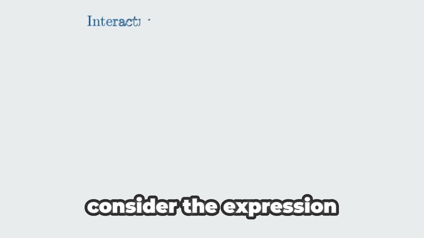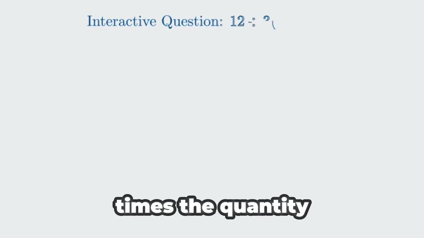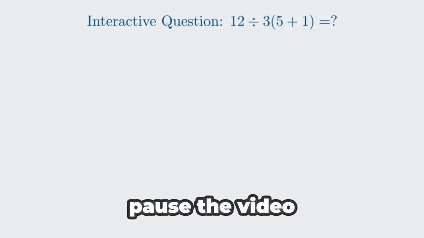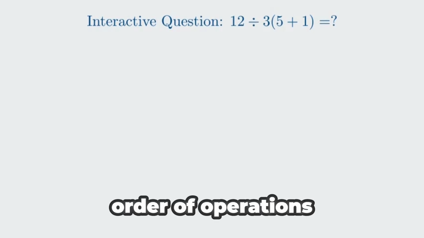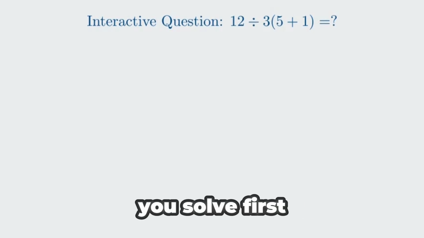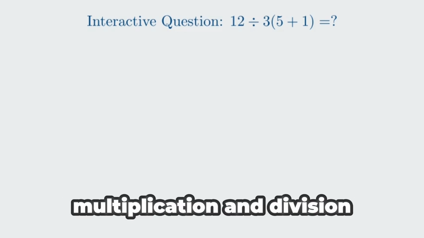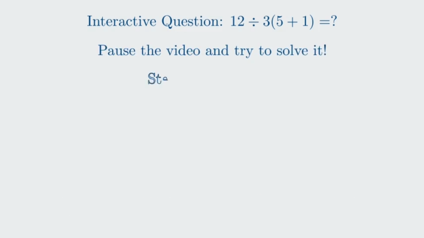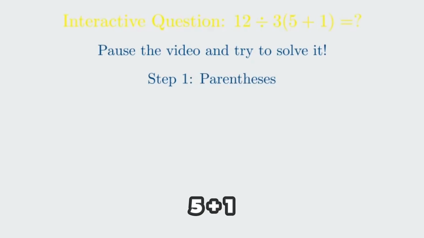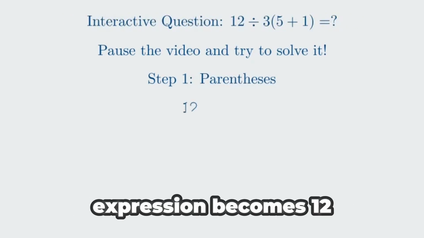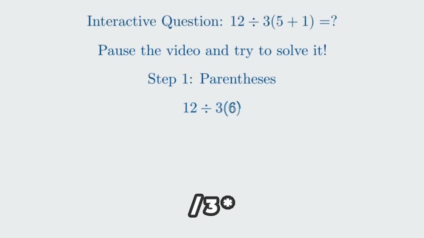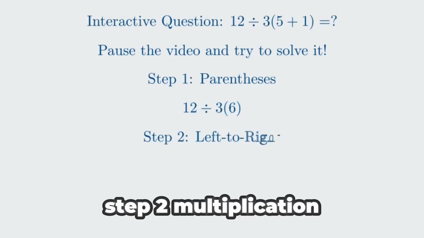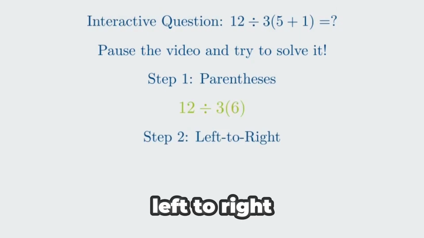Consider the expression 12 ÷ 3(5 + 1). Pause the video here and try to solve this on your own using the standard order of operations. Think about what you solve first and in what order you handle the multiplication and division. Did you get it? Let's walk through it together. Step 1, parentheses, 5 + 1 is 6. Our expression becomes 12 ÷ 3 × 6. Step 2, multiplication and division from left to right.